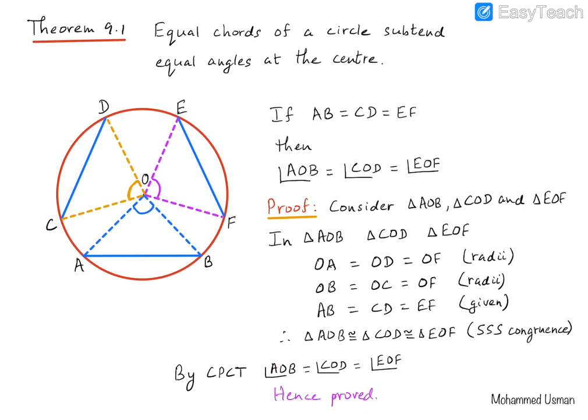Okay, next look at the second theorem, which is nothing but the converse of this first theorem. Here in the first theorem it says equal chords of a circle subtend equal angles at the center. The converse statement would be, if the angles subtended at the center are equal, then the chords must be equal, right? So we will make that statement for the converse of theorem 9.1. We will call that theorem 9.2, and we will also go on to prove that theorem.